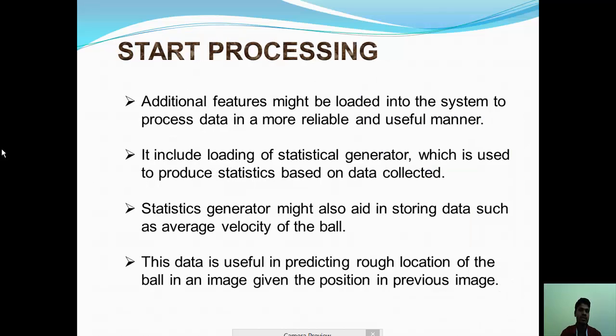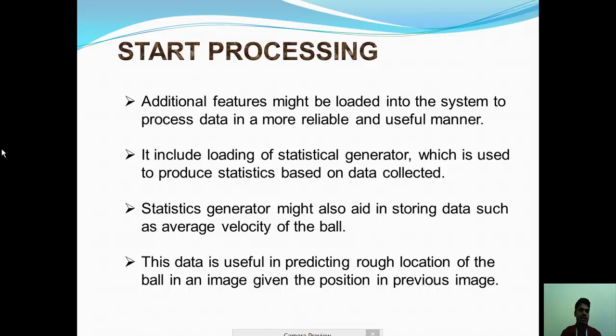The next step is start processing. Along with that feature, it also adds some additional features. Those additional features might be loaded into the system to process data in a more reliable and useful manner. It includes loading of a statistical generator, which is used to produce statistics based on data collected. These statistics can be useful for players to know their weak zones and their strong zones. And by viewing their weak zones, they can overcome their weakness and make their weakness their strength.